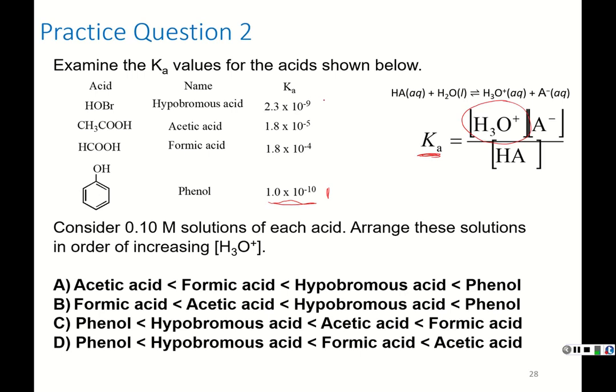The next lowest would be hypobromous acid at 10 to the minus 9th, then acetic acid at 10 to the minus 5th, and formic acid at 10 to the minus 4th, so it's the strongest. Weakest to strongest, we would go phenol, followed by hypobromous acid, then acetic acid, and finally formic acid. So that would be choice C. A question like this should be very easy. You're just ranking in terms of Ka values. The lower the Ka is, the weaker the acid. The higher the Ka is, the stronger.